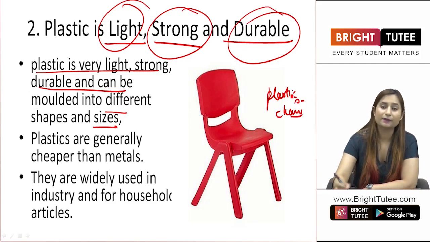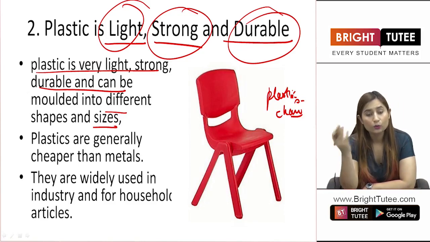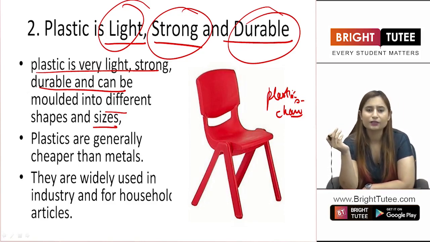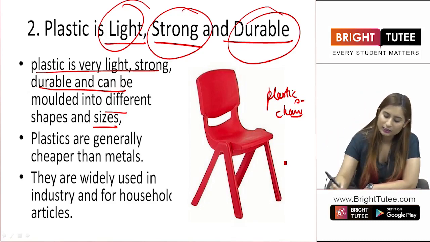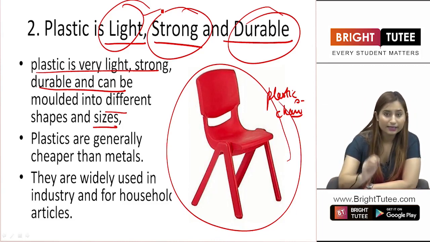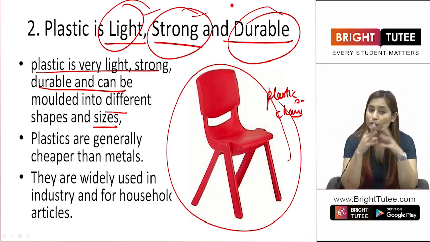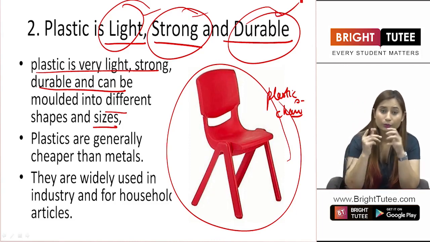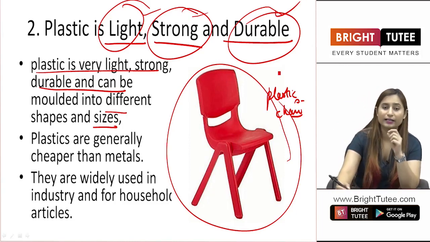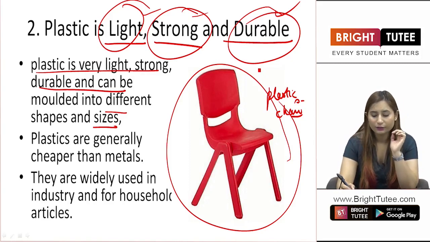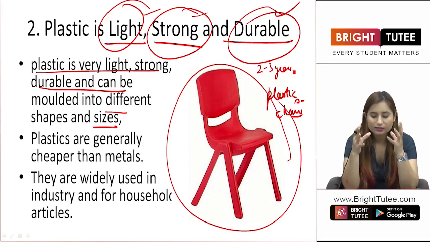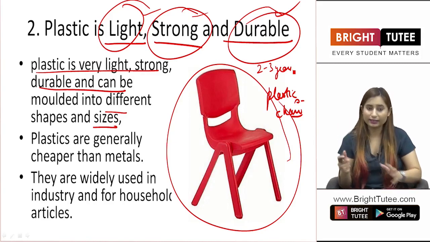These kinds of chairs are being used in schools, at home, for children as well as for different purposes. So this plastic chair is light, is very strong, no matter what you put on it, it won't break, and durable, right? These do not get ruptured for at least 2 to 3 years, they stay the same. This is because they are very, very durable, they have good strength, they are very, very light, right students?